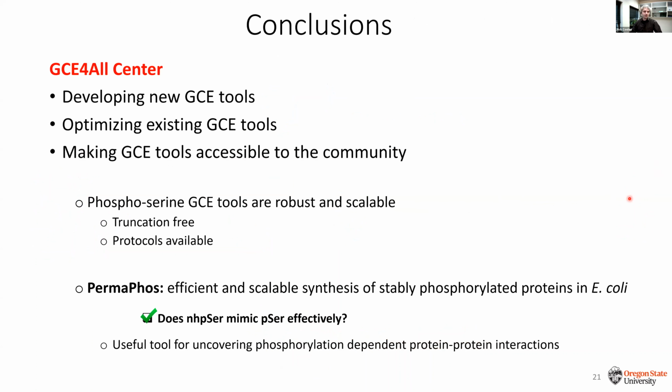And so with that, I'll leave you with this: we're excited now to have the center online and running, and we're developing new tools and optimizing these GCE tools. Ultimately, we're really trying to make them accessible for the community. Some of the first technologies are the phosphoserine tools that are both robust and scalable and have protocols available for the community. And now this PermaPhos technology is enabling us to efficiently and scalably synthesize stably phosphorylated proteins. We can show that it mimics the effects of phosphorylation reasonably well, and we think it's going to be a really exciting tool for uncovering phosphorylation-dependent protein-protein interactions.